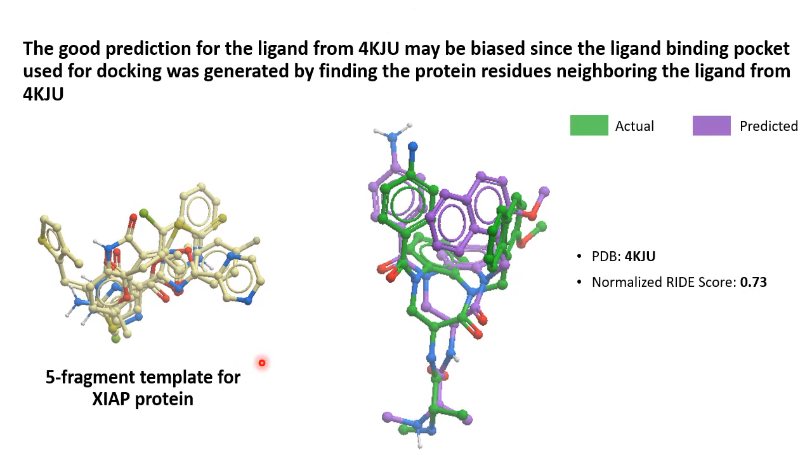The ligand from 4KJU was predicted rather accurately in comparison. However, this may be biased since the ligand binding pocket used for docking was generated by finding the protein residues neighboring the ligand from 4KJU.